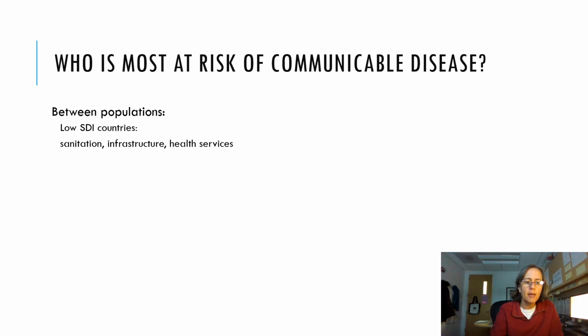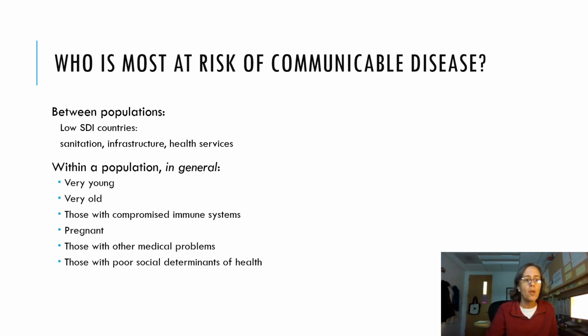So when we're thinking about communicable diseases in general, we want to think about who are the people who are most at risk. And so when we look at one population of people versus another, certainly we see that social developmental index, right? So countries that do not have the same levels of infrastructure, resources, sanitation systems, health services, those countries are going to have higher rates of communicable diseases just because of how these things are spread.